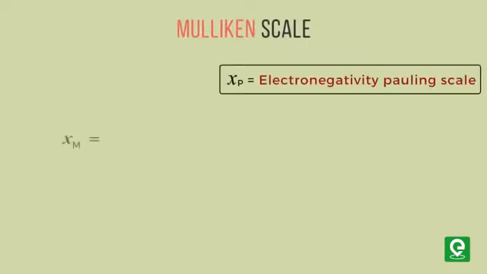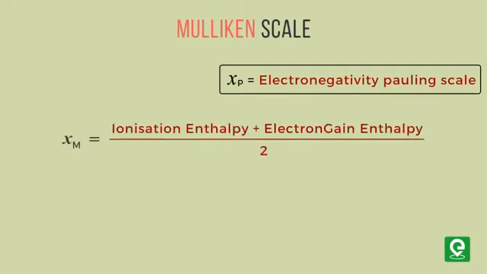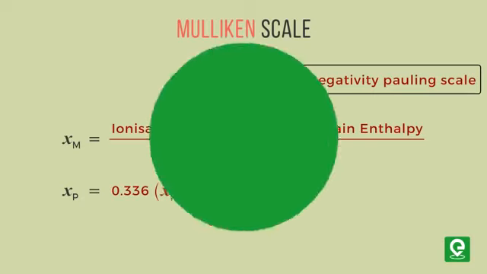Mulliken scale. Mulliken suggested that the value of electronegativity of an element should be expressed as an average of the values of the ionization potential and the electron affinity of the element. Also, electronegativity given by Pauling scale Xp is equal to 0.336 into Xm minus 0.615, where Xm is electronegativity given by Mulliken scale. This brings us to the end of our video on electronegativity.